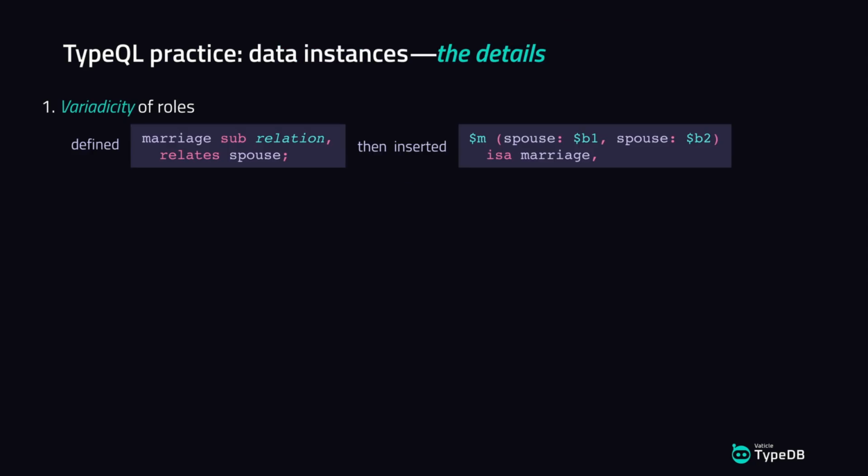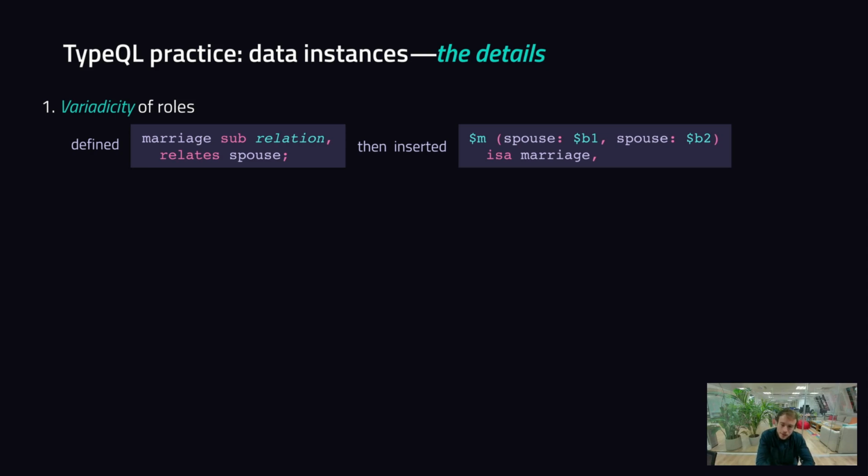There's a little bit of fine print, given that this is meant to be a comprehensive overview of the Pira model. I wanted to at least briefly mention the following more detailed points. The first concerns the veridicity of roles. So we've seen in our schema that we actually defined marriage with a single role. We defined marriage subrelation and only stated it relates spouse. But then when it came to data insertion, we actually inserted marriage with two references to spouses. So we had two spouse role players, B1 and B2.